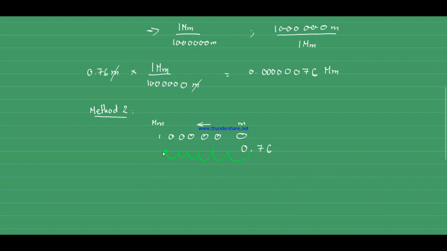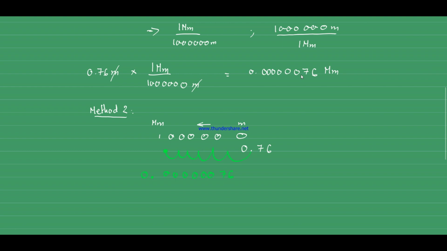So you end up with the answer. Decimal point here means that before that you have 0.00000000076. See, same thing, right? 1 2 3 4 5 6, 1 2 3 4 5 6 and 76. See, it's the same answer.